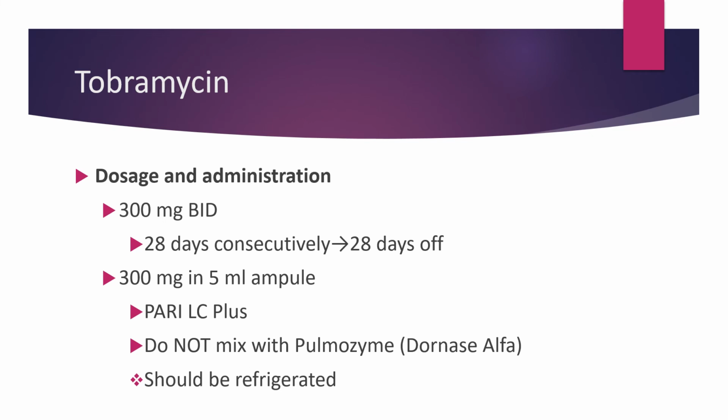The dosage. This is something to put on your drug table. The dosage is 300 milligrams twice a day, a little BID action there, for 28 days. And you're trying to do it consecutively for 28 days, and then you'll do 28 days off. So they cycle on and off with this situation. The 300 milligram is going to come in a 5 ml ampule. So when we're doing this, we're going to traditionally use the parineb, right? Do not mix with Dornase alpha, right? There is a chemical reaction there. This one should be refrigerated. And this one is an anti-infective agent.